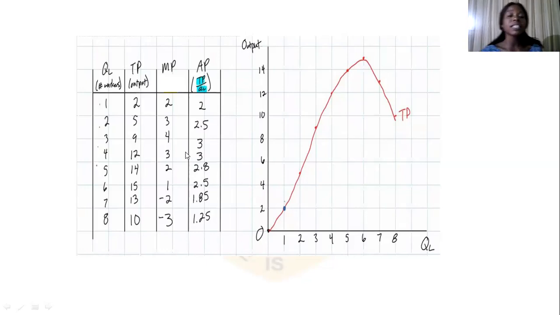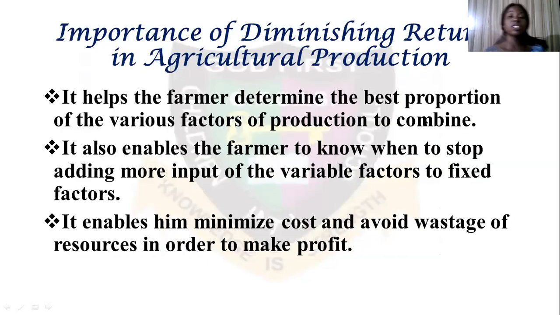So this is very important in agricultural science in the following way. It helps the farmer to determine the best proportion of the various factors of production to combine. It also helps the farmer to know when to stop adding more input of the variable factors to fixed factors. So it helps him determine when to stop or when not to stop. Then it helps the farmer to minimize cost and avoid wastage of resources in order to make profit. So these are the importance of diminishing return.